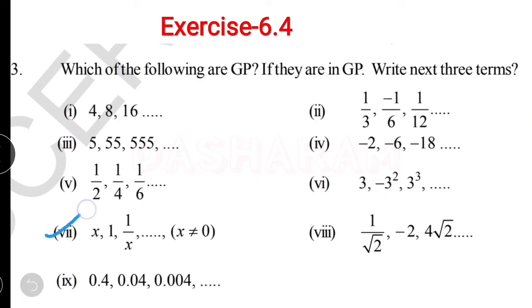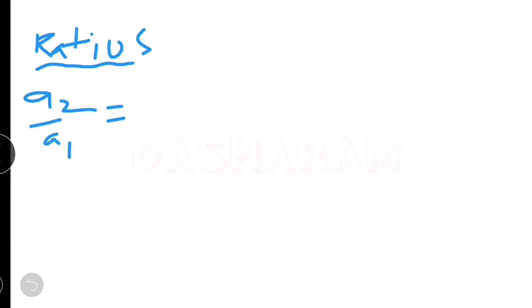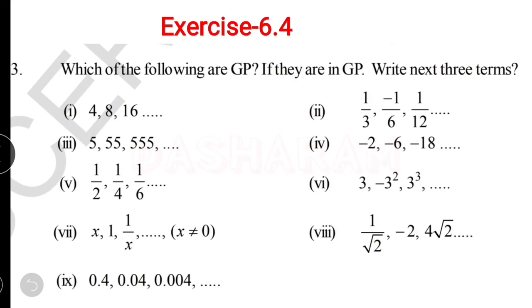So the next, seventh one is very easy. Okay, next the eighth one, I will explain the eighth problem. 1 by root 2, comma, minus 2, comma, 4 root 2, and so on. So the first ratio is A2 by A1. So what is the A2 value here? The A2 value is minus 2.